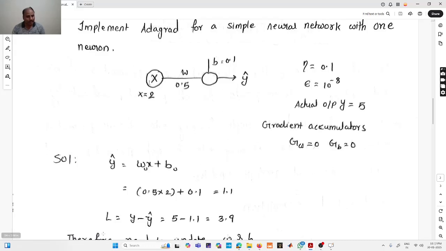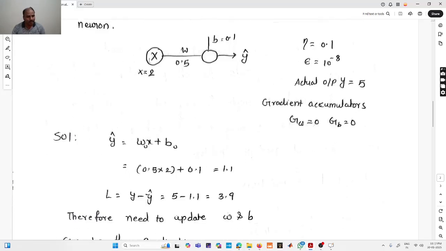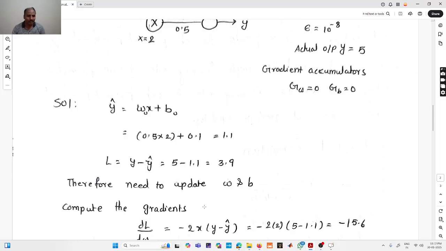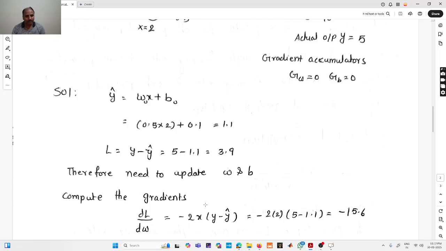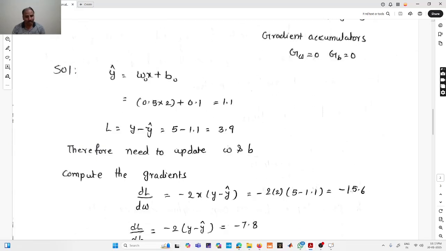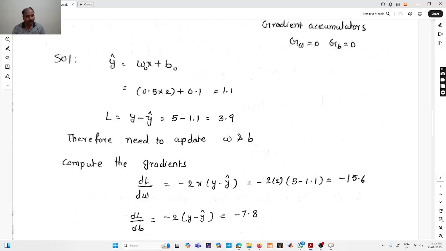To reduce this loss, we go for backpropagation, using the Adagrad optimization algorithm. So dou L by dou W equals dou L by dou y cap times dou y cap by dou W. The differentiation of this is minus 2x into y minus y cap. Substituting the values, I get minus 15.6. In parallel, dou L by dou B gives minus 7.8.